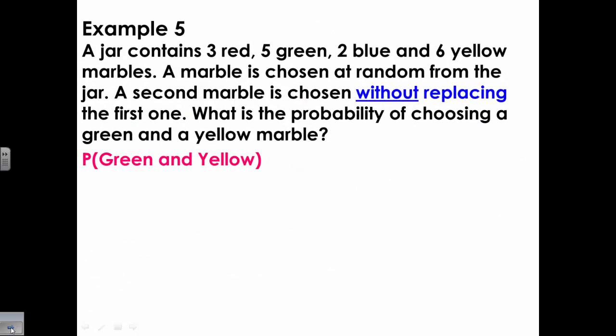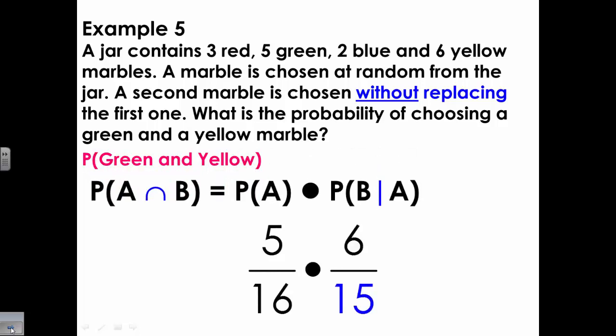This time when we choose the green and then the yellow, we keep the first marble. What will change in our problem when we keep the first marble? It's going to affect your denominator. If you keep one of those marbles, it will decrease your denominator by 1.